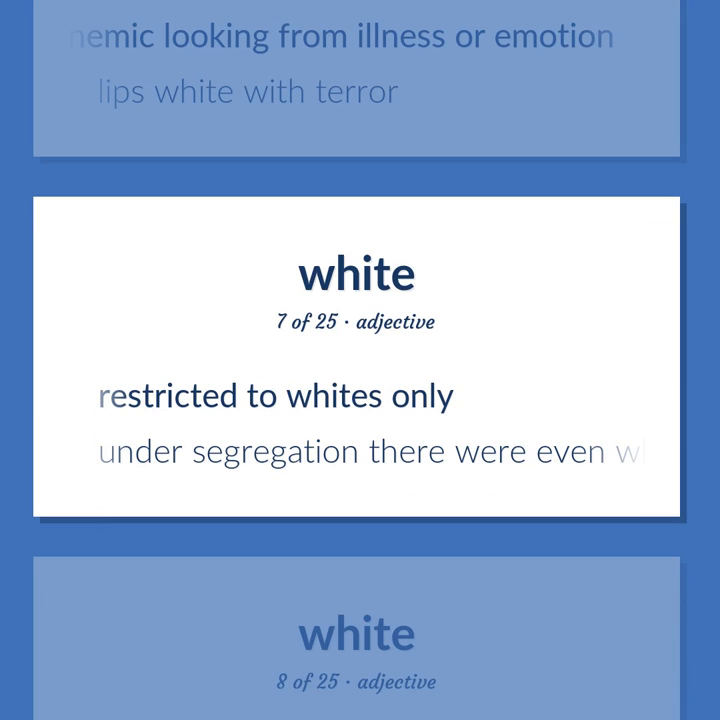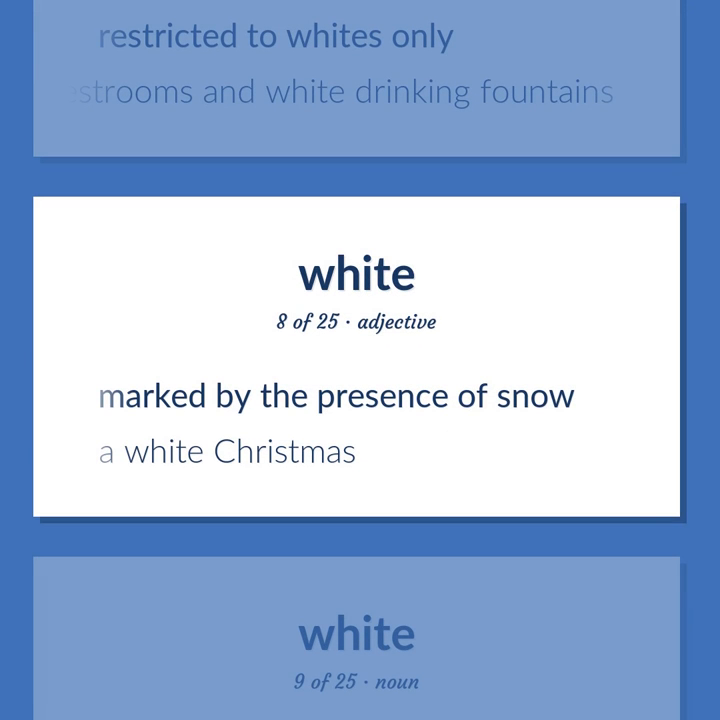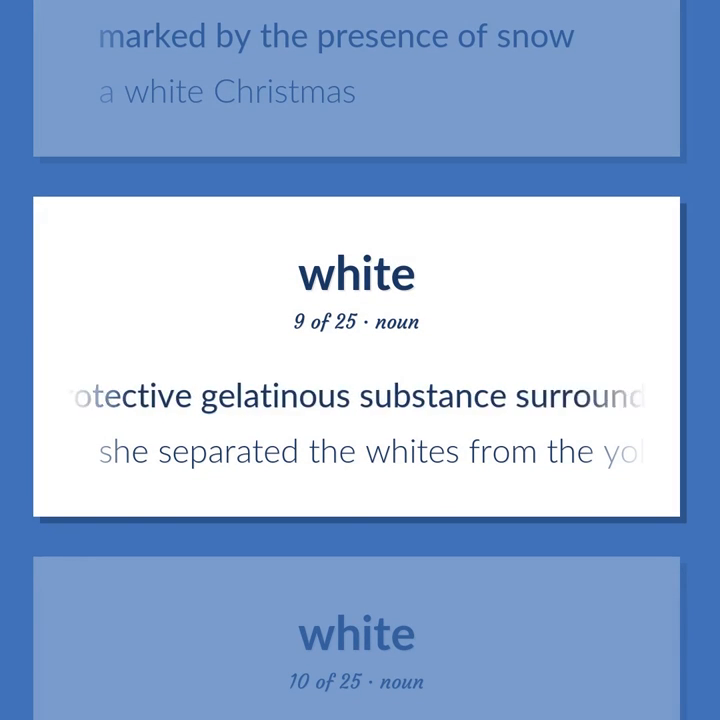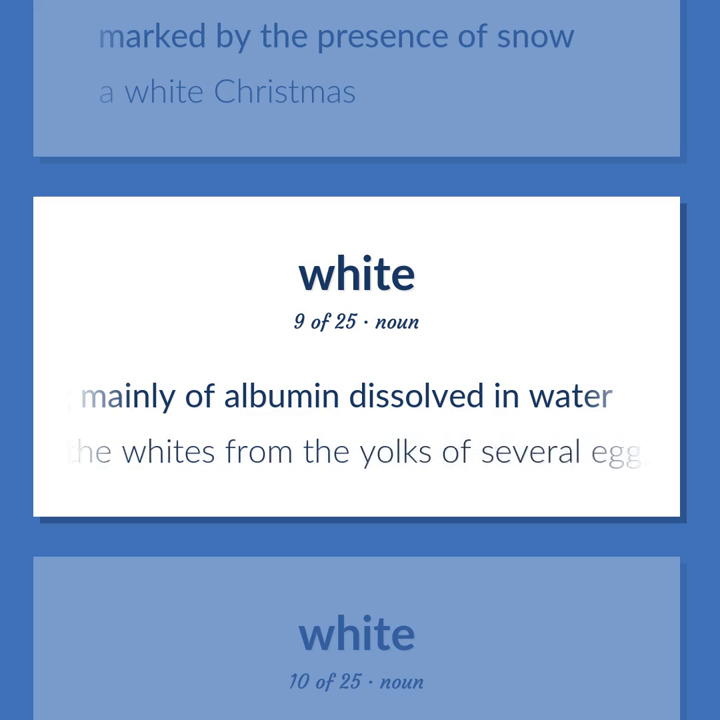Restricted to whites only. Under segregation there were even white restrooms and white drinking fountains. Marked by the presence of snow. A white Christmas. The white part of an egg. The nutritive and protective gelatinous substance surrounding the yolk consisting mainly of albumen dissolved in water. She separated the whites from the yolks of several eggs.